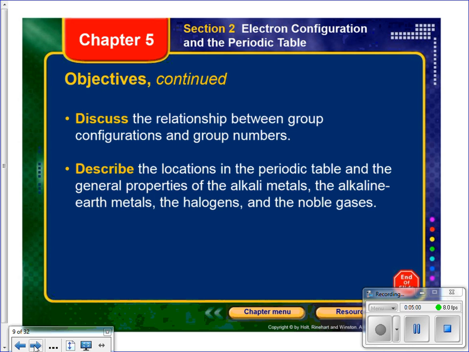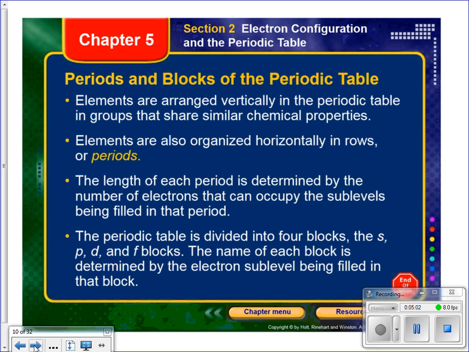Section 2. I'm kind of going to move quickly because most of the stuff you already know. All right, periods. These are our rows in the periodic table. They go from left to right. The length of each period varies depending on what row it is. So some of them only have the S block and P block. Some are SPD and some are SPD and F.